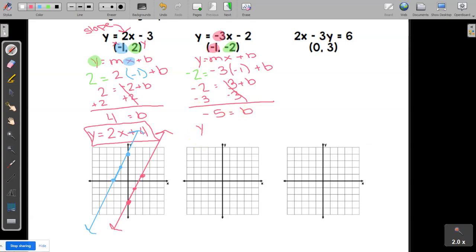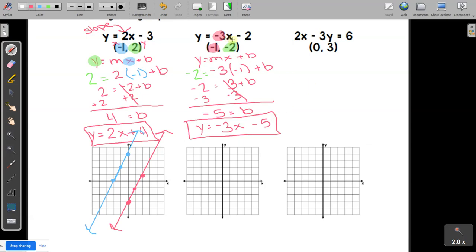So we're going to substitute it into our formula. Y equals our slope from our original equation, which was -3, and then our b, so -5. So that is a line that is parallel to our first line that was given. So now let's graph it.